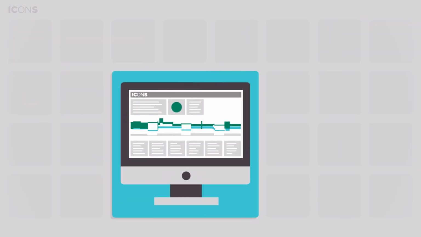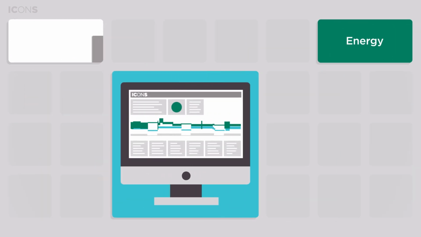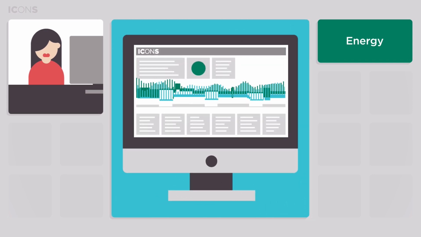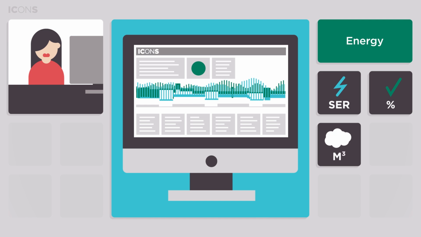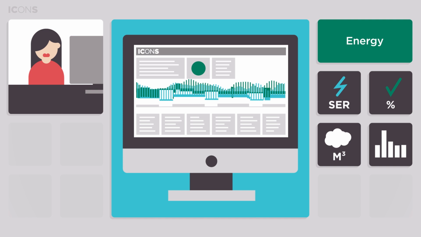The third Icons level is Energy, giving you near real-time information and the capability to benchmark on energy consumption, availability and air volume, all in clear and visual trend graphs. With these insights and our support, expertise and solutions, you're in a perfect position to optimize your compressed air system.